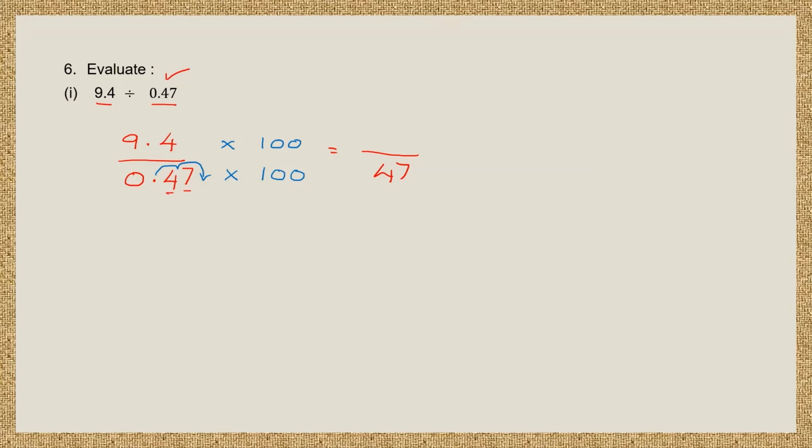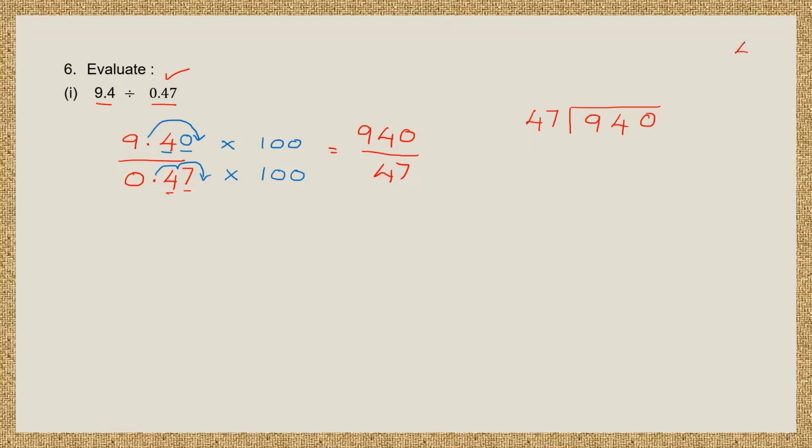So the point will again move 2 places to the right and come here. The point will come here. So here I put a 0. So my numerator now has become 940. Now it's become a normal division sum. 940 divided by 47. So let's do that division here. 940 divided by 47.